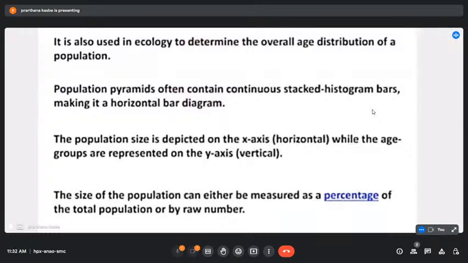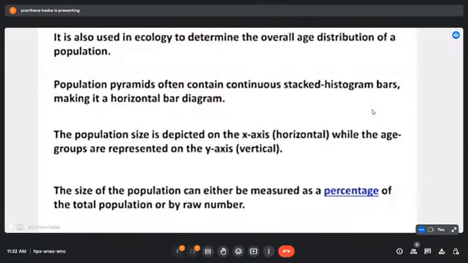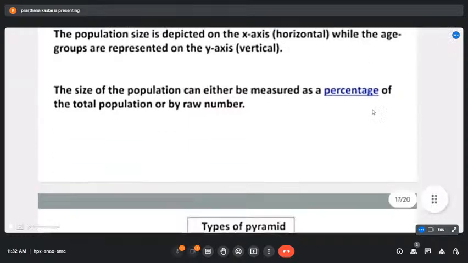That is the histogram bar. The population size is depicted on the x-axis, that is horizontal, while the age groups are represented on the y-axis, that is vertical. The size of the population can either be measured as a percentage of the total population, or by the raw numbers. So this is the way we have to derive the histogram.